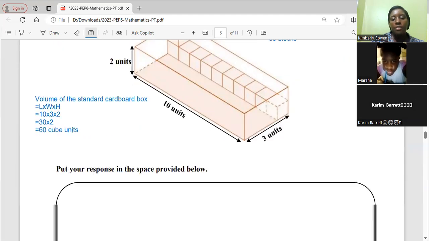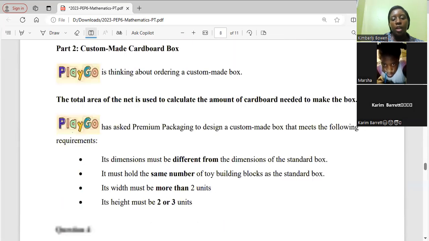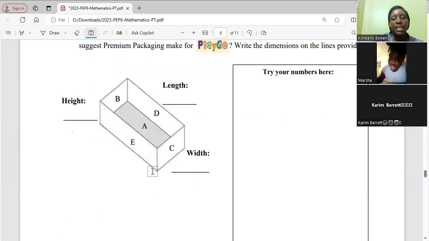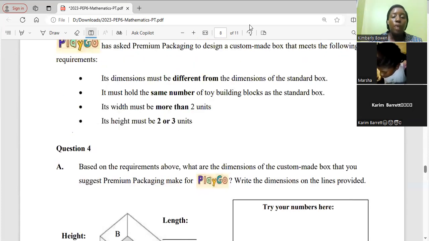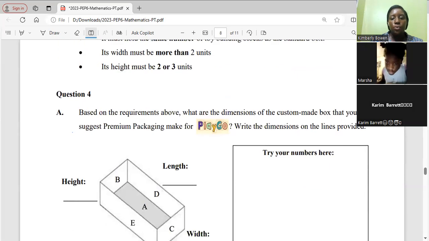So we have to have the same volume, but we have to have different dimensions. So we just have to try things to see if it comes to the same volume, but we also have to keep these requirements in mind. Right? We know that it must be different dimensions. We touched on that it must hold the same number of blocks, but the width must be more than 2. So it can't be 2 or less than 2.